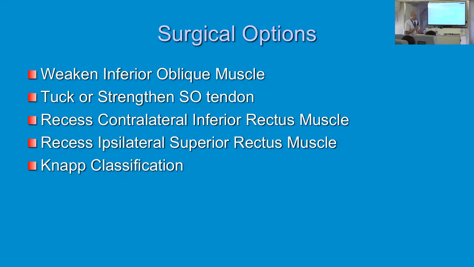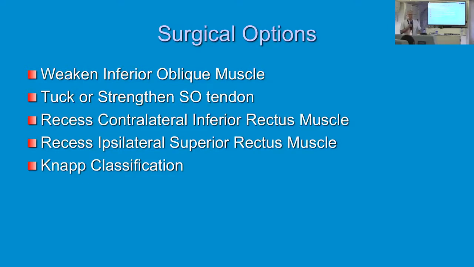If the vertical deviation is worse in down gaze when you have a superior oblique palsy, then usually you have to strengthen the superior oblique tendon. So your options are to weaken the inferior oblique, tuck or strengthen the superior oblique, recess the opposite inferior rectus, or even recess the same superior rectus on the same side.